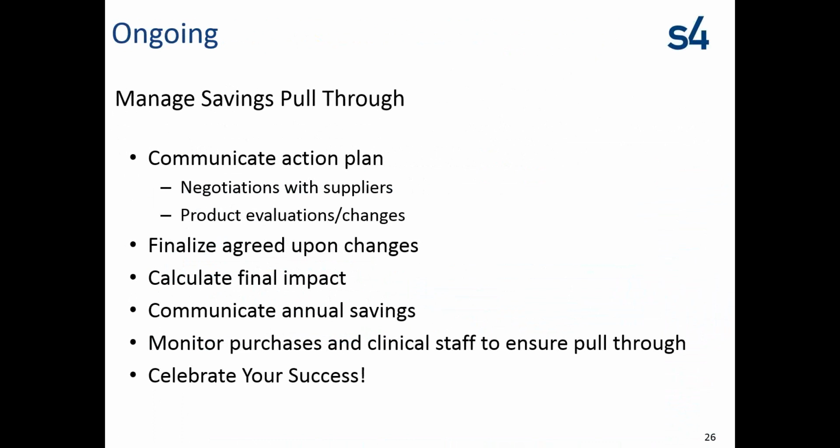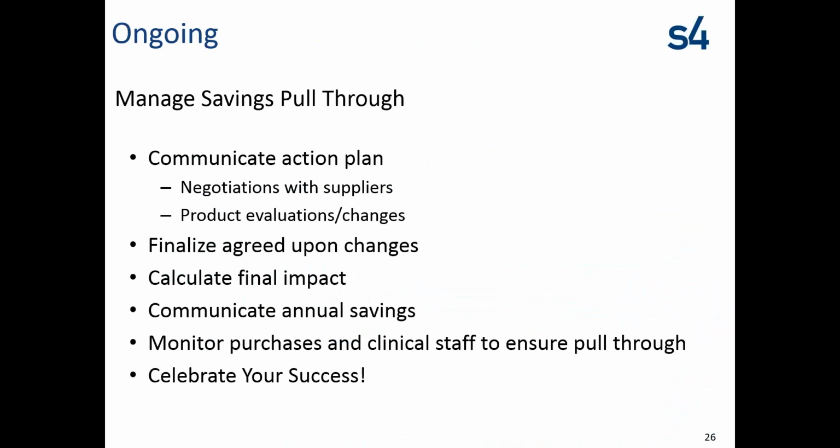Now we want to manage our pull-through. So communicate our action plan. We've all agreed that we're going to make these changes. We may need to go back and negotiate with our suppliers around perhaps our packs or what's included in our packs. We may have found there's opportunities for savings by comparing the various items that we're using in terms of the price of those items.